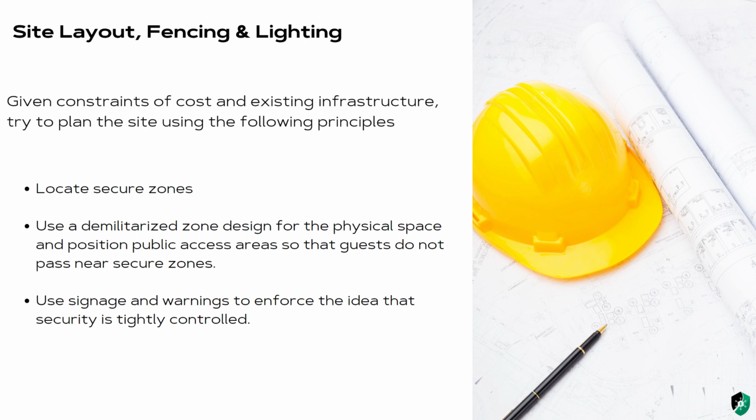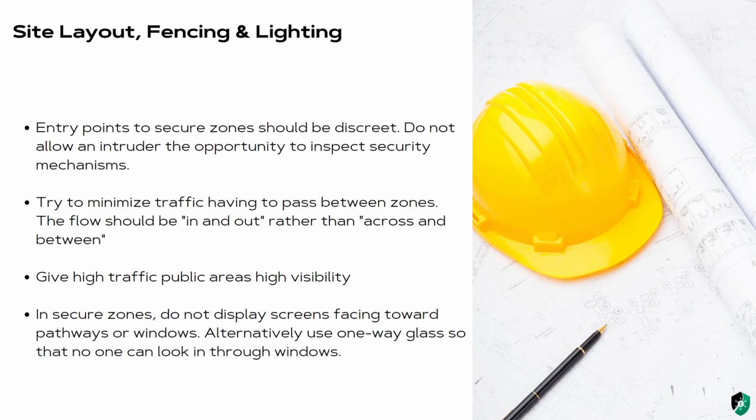First of all, we identify the secure zones, and then we can use a demilitarized zone design for the physical space and position public access areas so that guests do not pass near the secure zone. So we want to keep the secure zones as far away as possible from the public areas, and then use signage and warnings to enforce the idea that security is tightly controlled. And then entry points to our secure zones should be discreet.